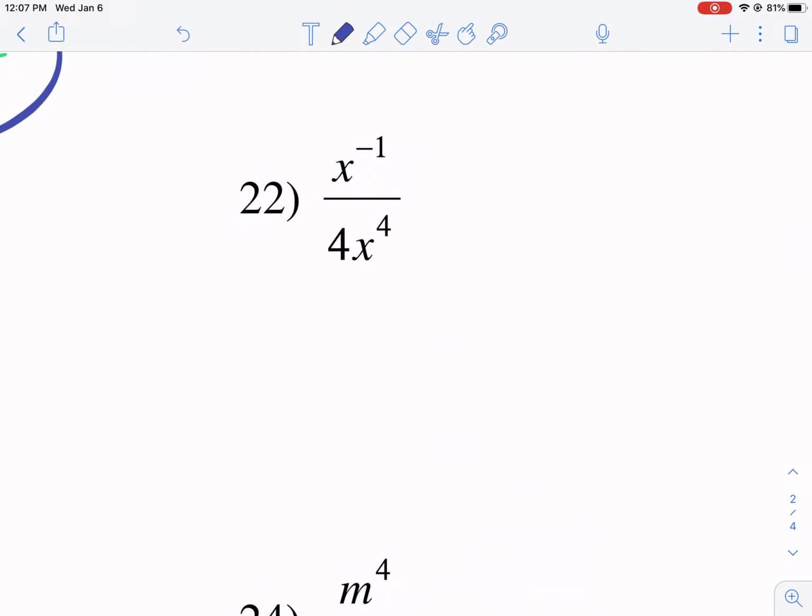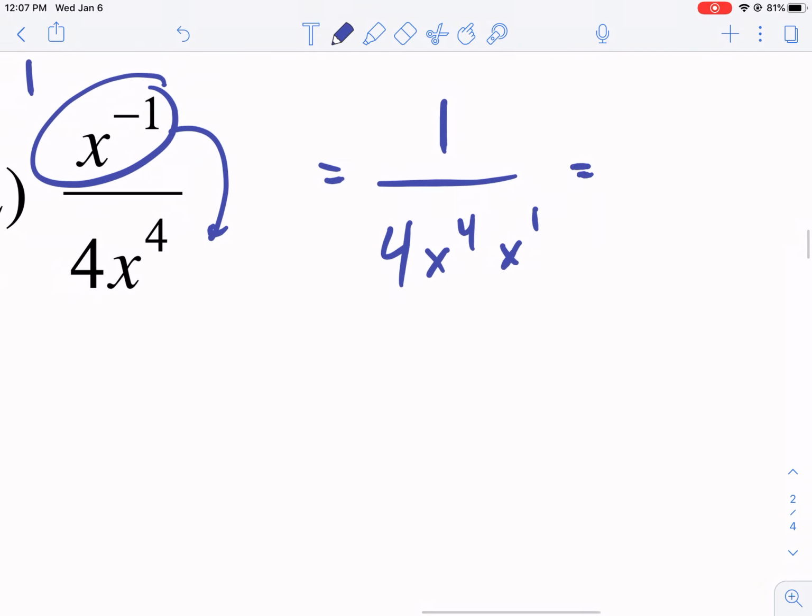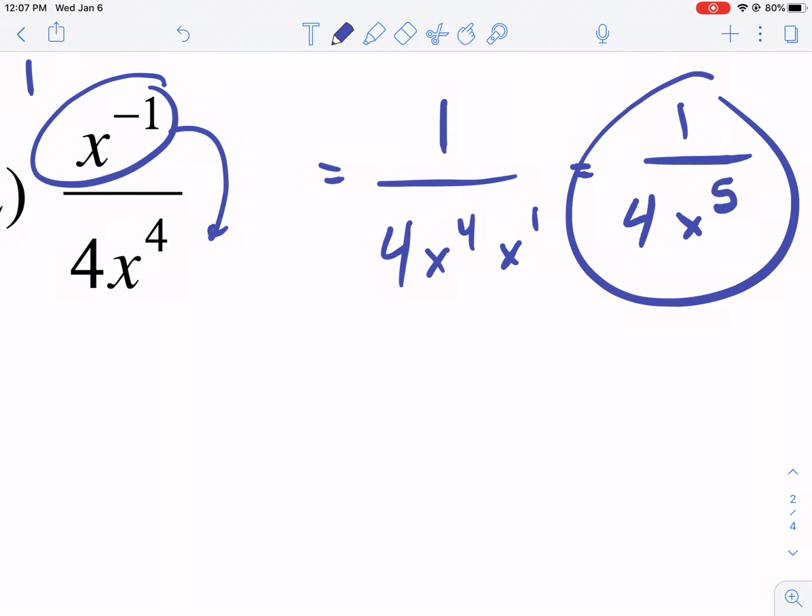Okay, so for example, number 22, if we have a negative exponent, we need to move it to the bottom. If it vacates the whole top, we need to put a 1 up there. So we have 4x to the 4th, and now we have an x to the first power down there. And now we have the power rule. So we're going to 1 over 4x to the fifth power because we add the exponents. And there's our final answer.